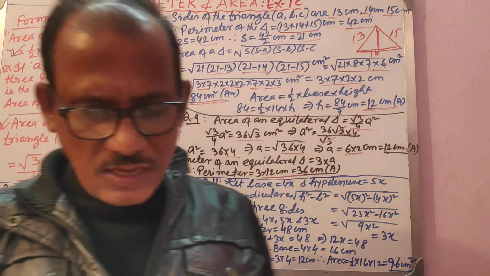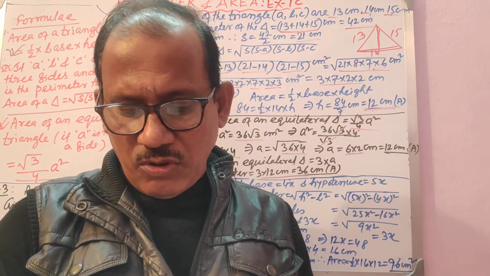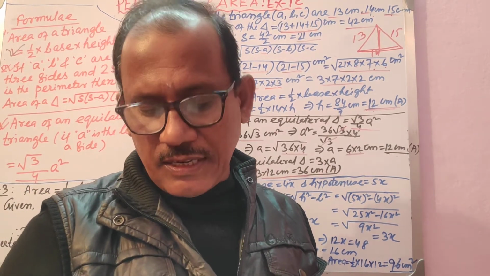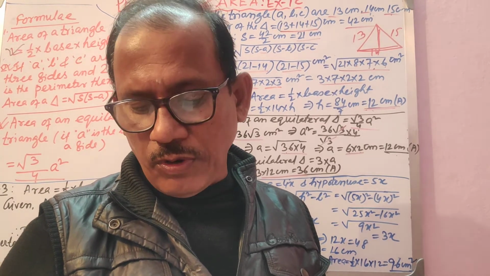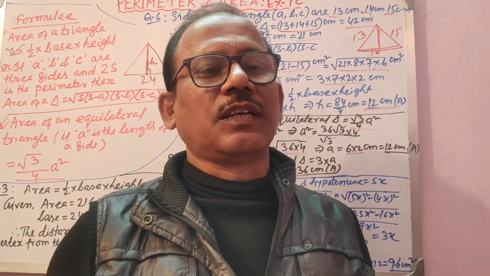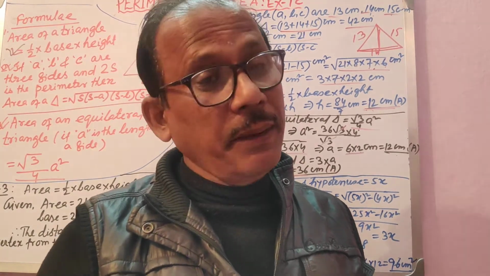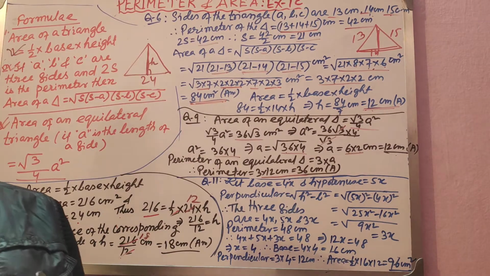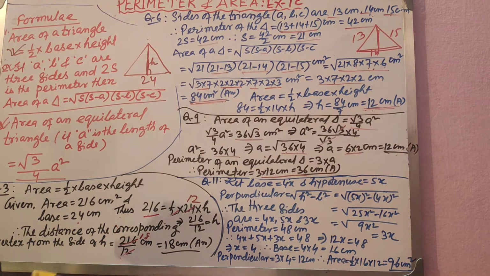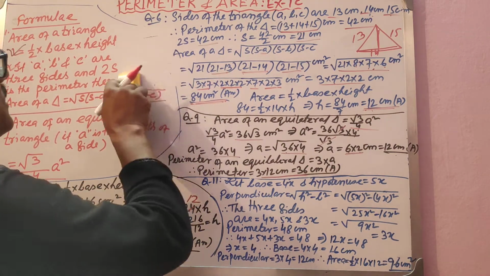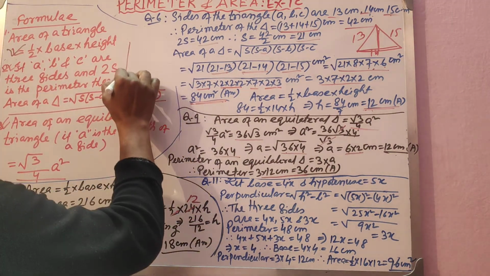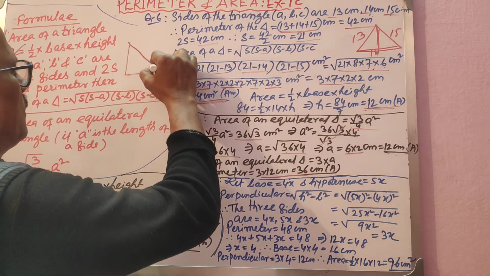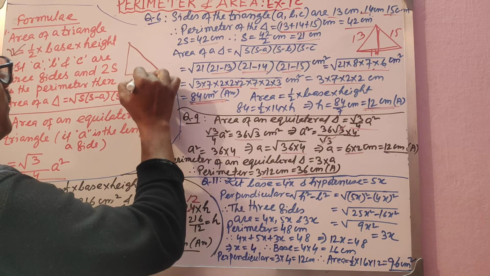Now let us take another sum where a right angle is given to you. If the ratio of the base and the hypotenuse of a right angle triangle is 4:5, and the perimeter of the triangle is given to you as 48 centimeter, find the area. See, you do not know the third side. Okay, fine. For a right angle triangle, if the base and hypotenuse are given to you, you need to find the perpendicular.